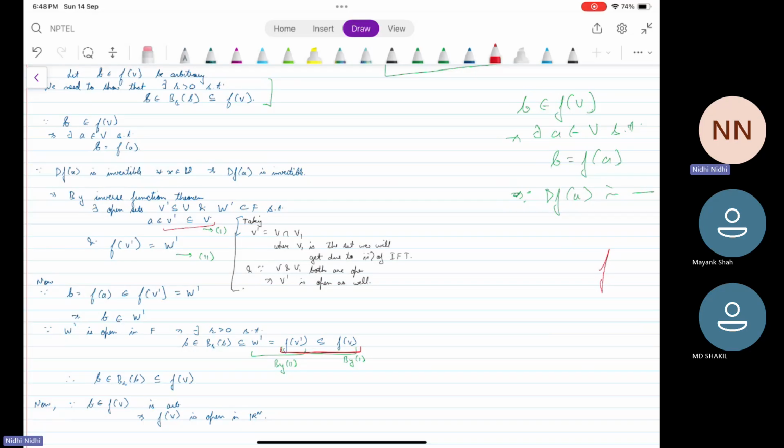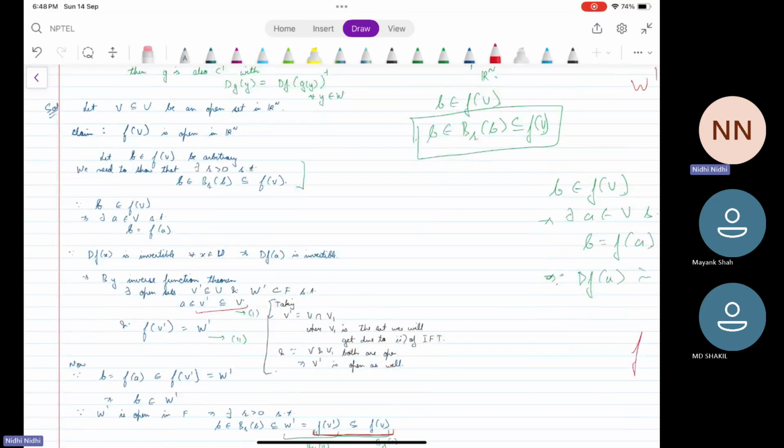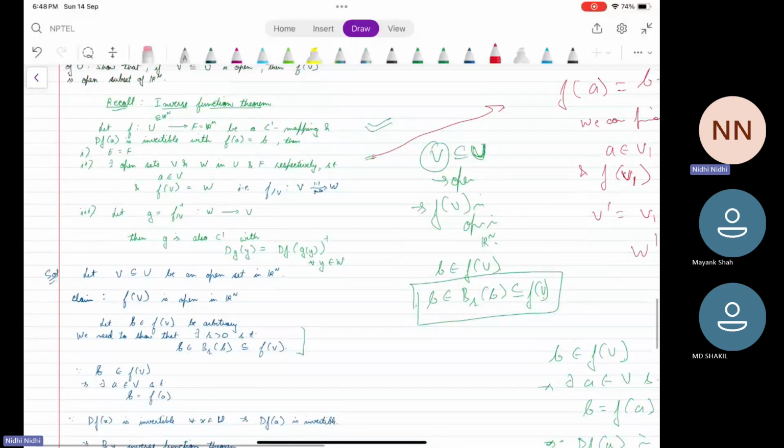And we can find some V prime. Eventually, the idea is to use the second point only. Because from the second point we can see that open set V is mapped to open set W. That's what we are mainly using. And this V is an open set containing A. So eventually any ball around A is mapped to some ball around FA in W.